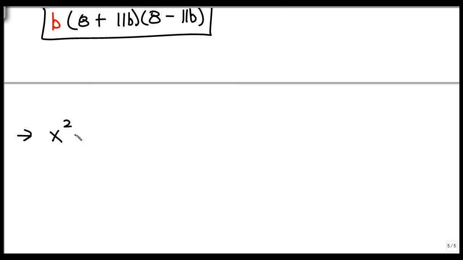Let's try x squared minus 16. Actually, let's change that. Let's change it to x to the 4th minus 16. Okay, well I see difference of perfect squares here right away. So our rule is to factor, and I see difference of perfect squares.